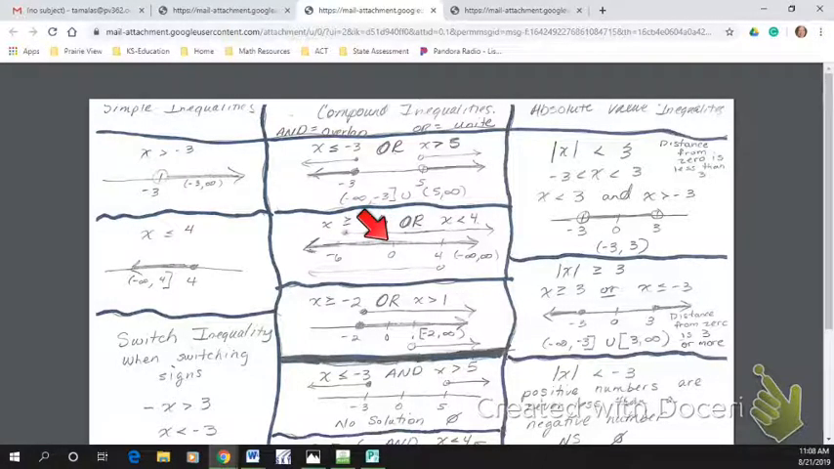The whole graph is covered, right? So that means script R, or negative infinity to positive infinity. Okay, because the whole graph is covered. If this was an "and" problem, I would only be concerned with where they overlap. But since it's a unite, when I unite them, the whole graph is covered and it's script R.